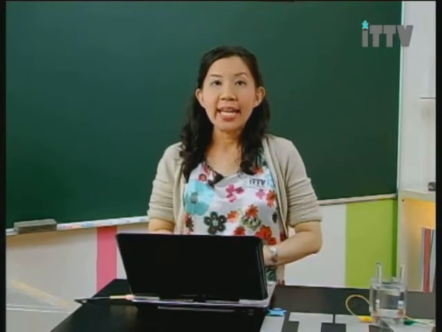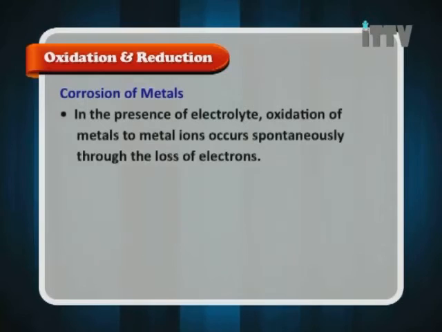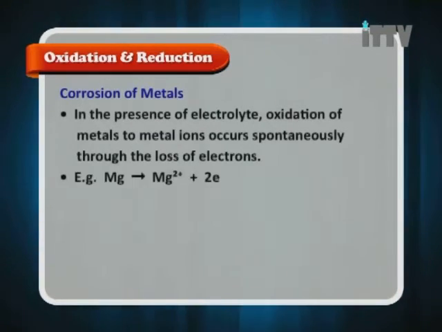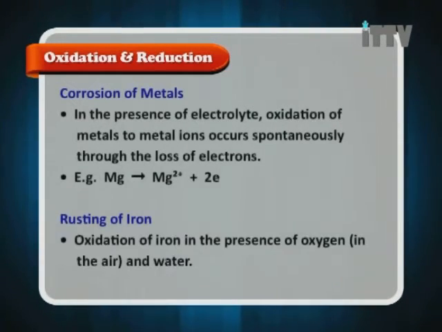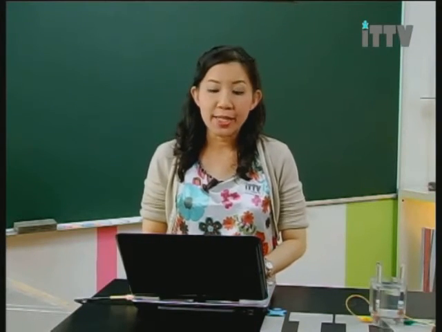So with that, let us look at corrosion of metals. Corrosion of metals happens in the presence of electrolyte. Oxidation of metals to metal ions occurs spontaneously through the loss of electrons. Example, magnesium loses 2 electrons to become magnesium 2+ ion. So rusting of iron is whereby oxidation of iron happens in the presence of oxygen in the air and water. So rusting of iron is a very good example of metal corrosion.